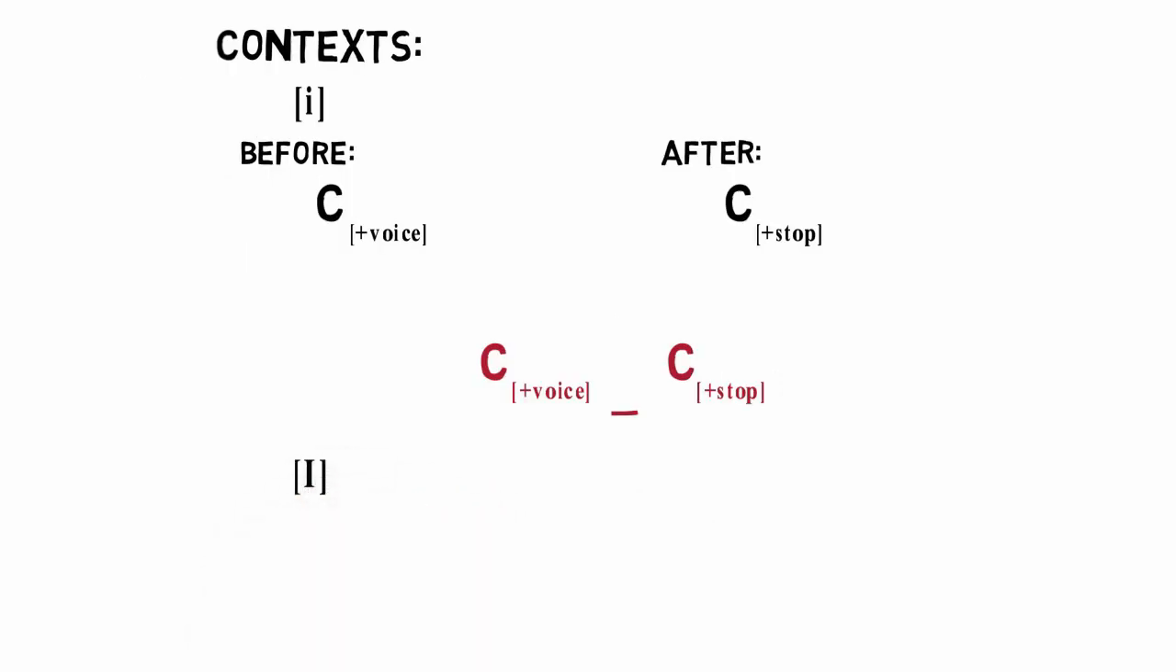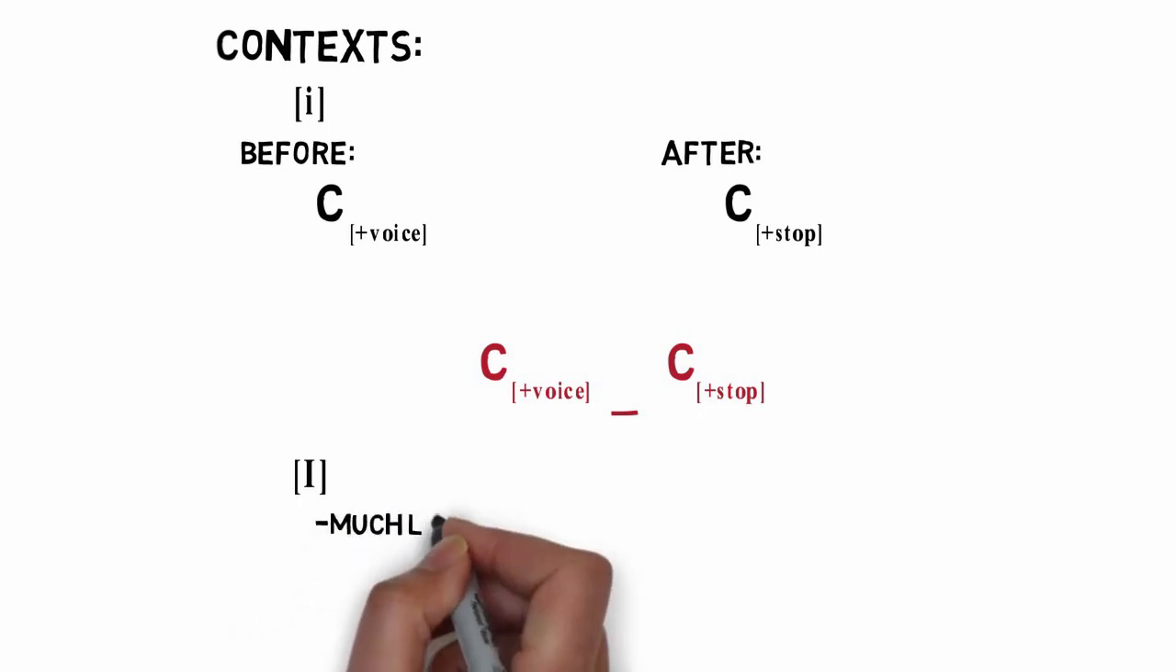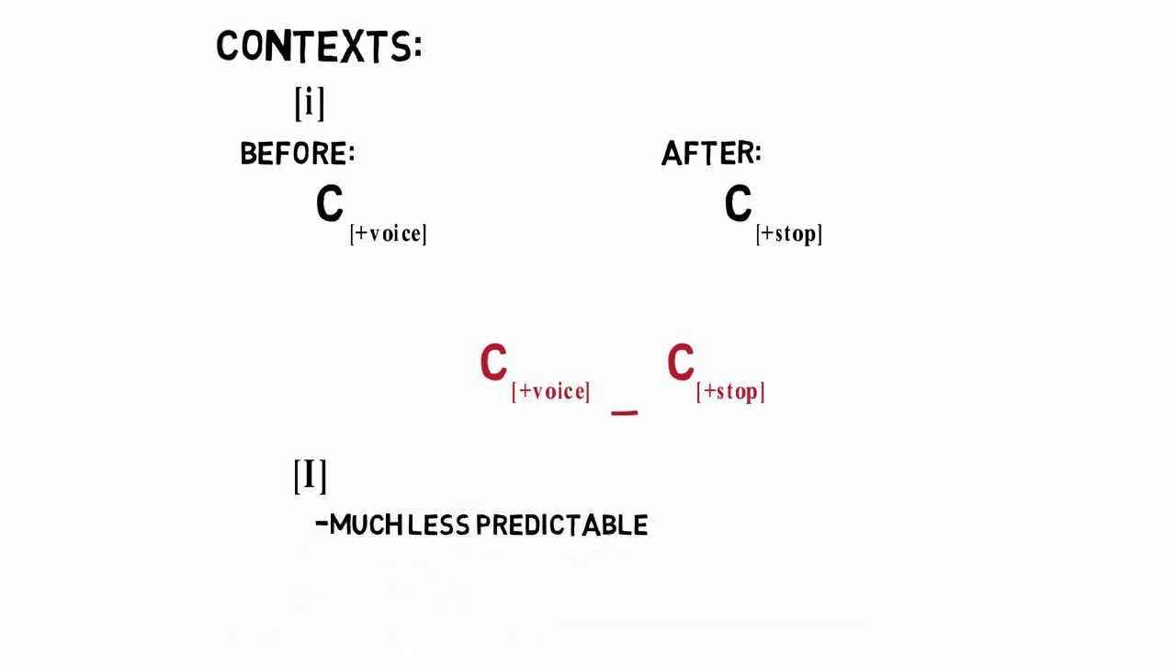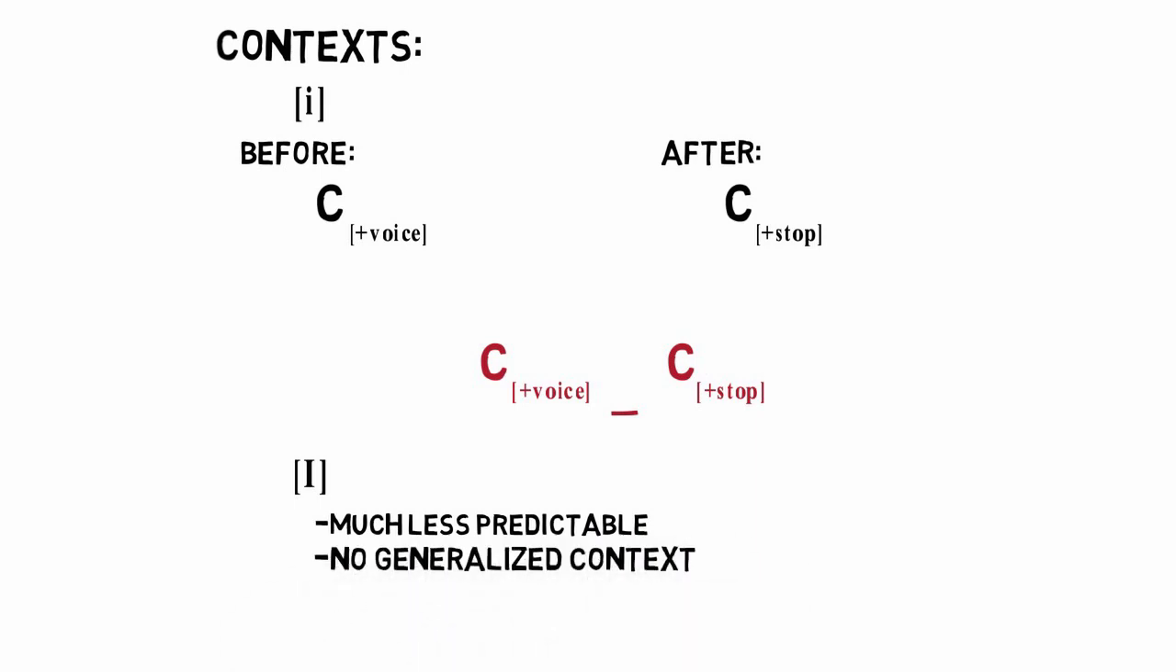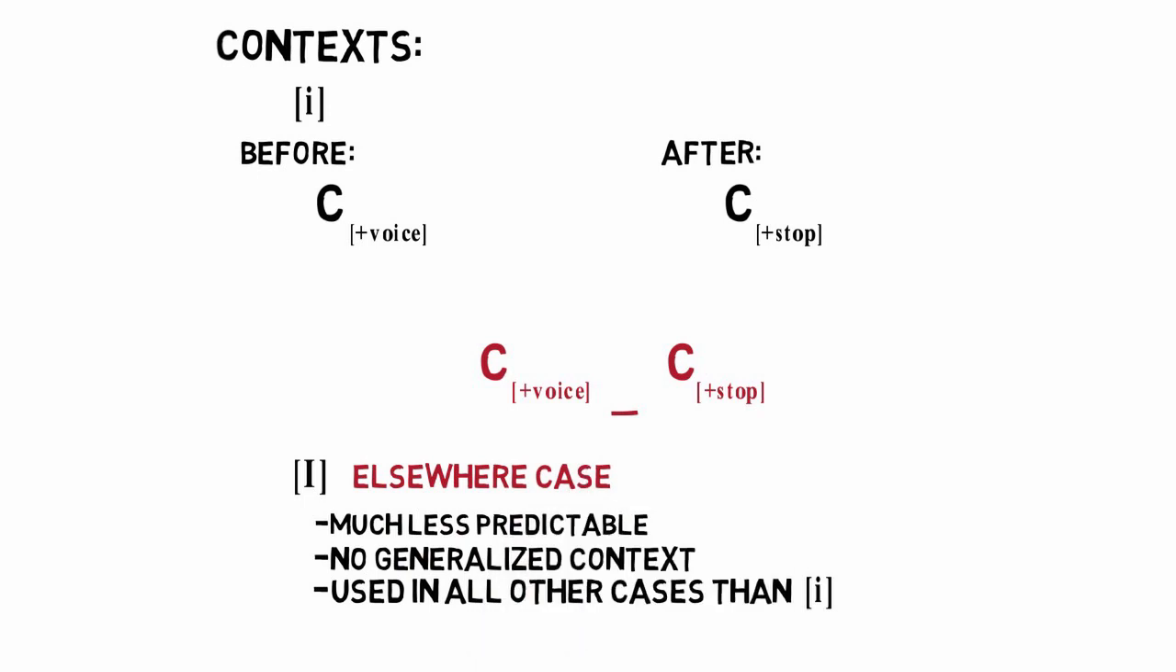I, on the other hand, is much less predictable. We seem to use it after fricatives, nasal stops, voiceless stops, and even at the beginning of a word. In terms of what comes after it, we see a similar situation. We can't nail down exactly when it's used, and there's not an easily generalizable form that we can create for it. Because we were told that the data we were given were complete for the language, in a case like this, we would say that this sound is used in all other instances, or an elsewhere case.